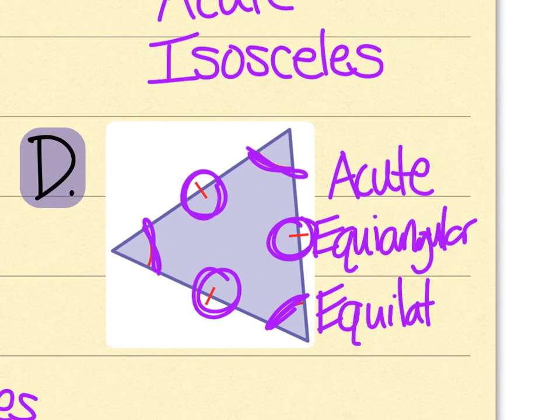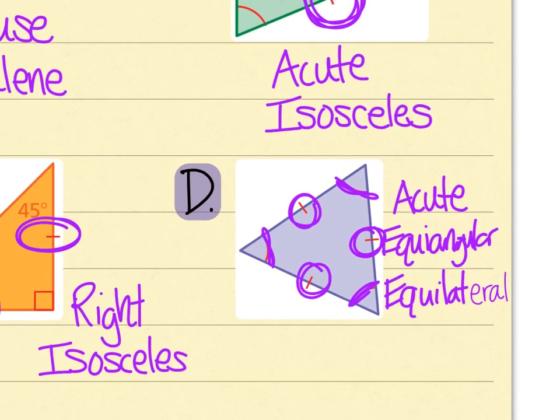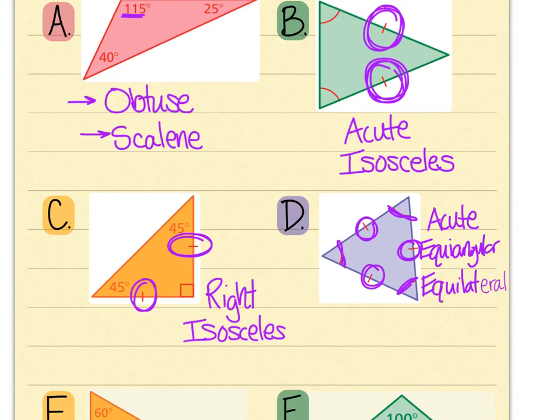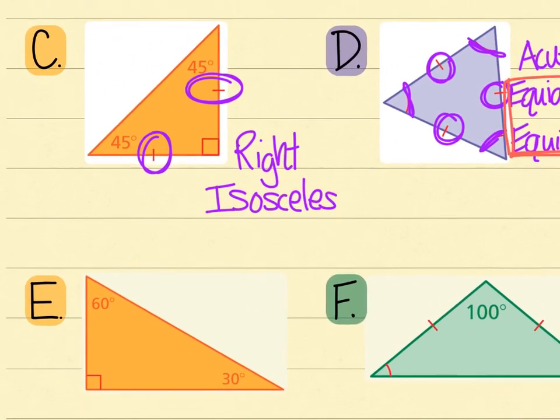Let me scoot this over a little bit. Equilateral. Okay, so you could say it's acute equilateral or equiangular equilateral. I believe that your homework questions are going to ask you for these two specifically. Even though it is an acute triangle, more specifically, you could say it's equiangular. Okay, so example E then.